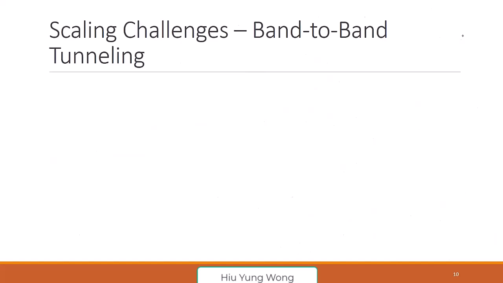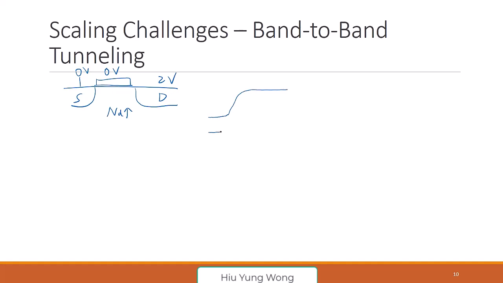Another challenge is band-to-band tunneling. Think about this device. Again, off state. And then you bias it at 5 volts, right? I saturate it, maybe not 5 volts. Let's say 1.2 volts, right? But in the past, maybe 2 volts. And you keep increasing the doping. What will happen? When you increase the doping, you have a steeper gradient. So this is 2 volt at the drain, right? And this is the substrate.